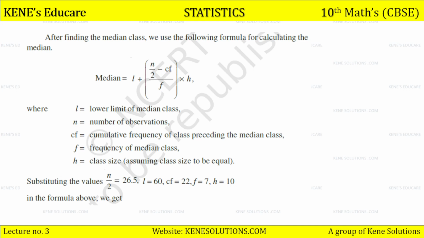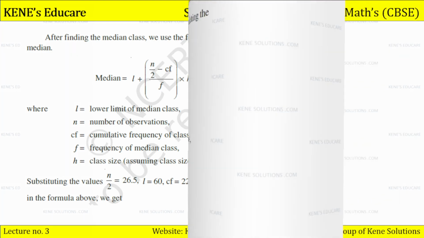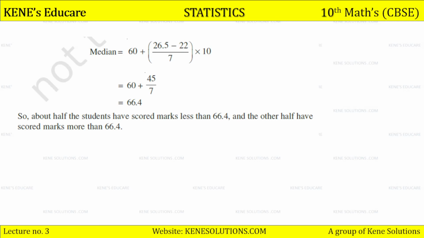Substituting the values, n by 2 is equal to 26.5, L is equal to 60, cf is equal to 22, f is equal to 7, h is equal to 10 in the formula above. So we get median is equal to 60 plus, in brackets, 26.5 minus 22 upon 7, multiplied by 10. So 60 plus 45 upon 7, so 66.4 comes here. So about half the students have scored marks less than 66.4 and the other half have scored marks more than 66.4.